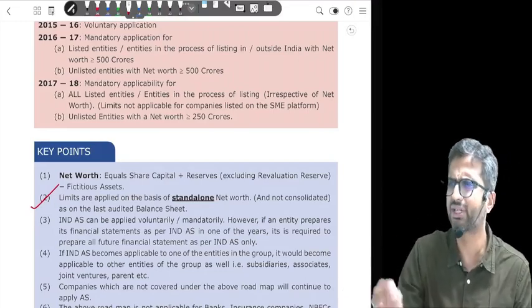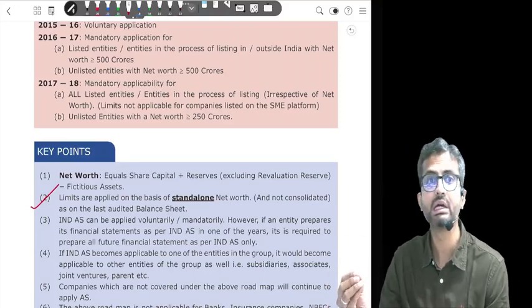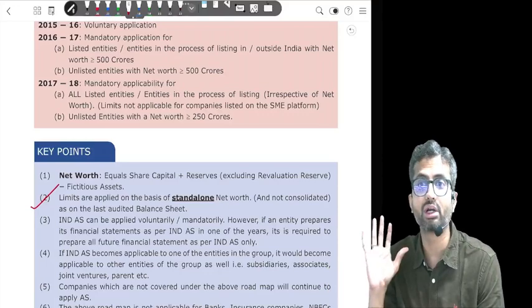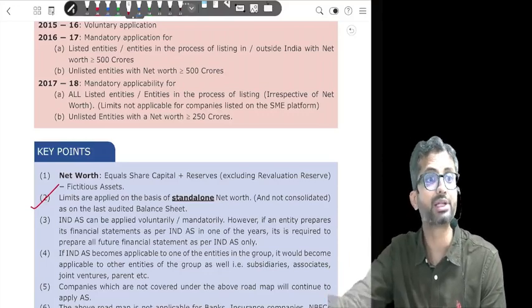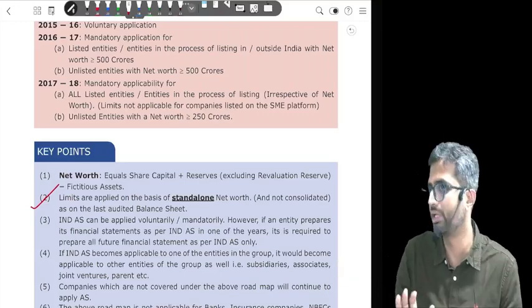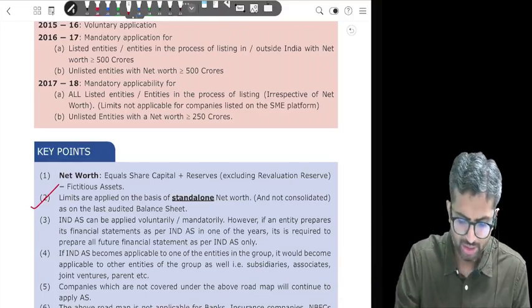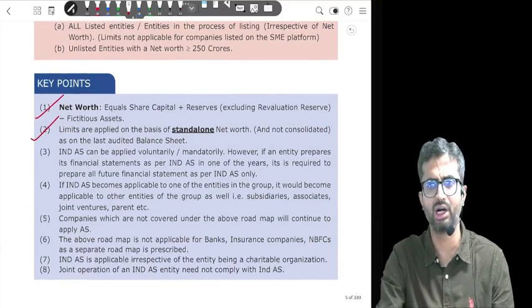Are we clear with this? Fictitious assets, any idea? Is a building fictitious? No, but is underwriting commission not yet written off fictitious? Preliminary expenses not yet written off, fictitious? Yes, these are expenses, not really assets. So that is your basic net worth definition. Okay, so this is regarding basic net worth.